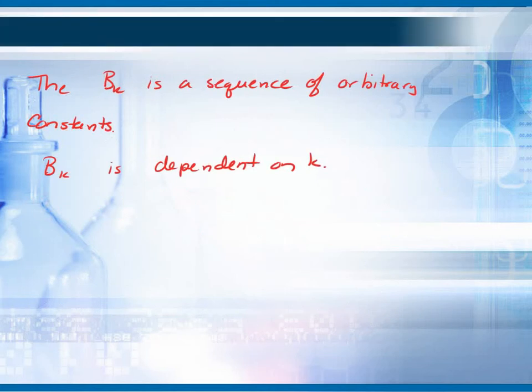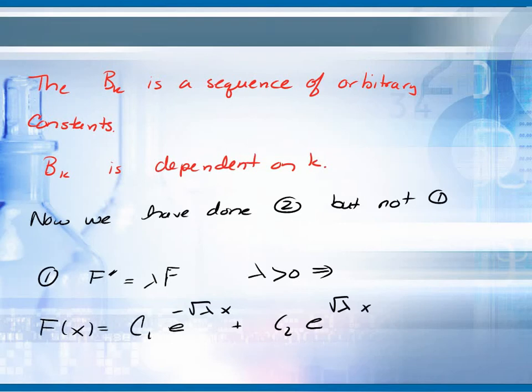Woohoo, we're not done. This is a marathon. So the bk is a sequence of arbitrary constants, and the bk's are dependent on each k. So you have an infinite number of equations to solve for to get rid of that arbitrary constant. Doesn't sound fun. Now we've done 2, but we haven't touched 1 yet. So let's go back to 1.